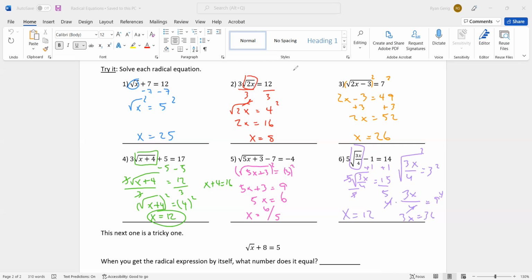Take that, plug it in. 3 times 12 is 36. 36 divided by 4 is 9. The square root of 9 is 3. 5 times 3 is 15. 15 minus 1 is 14.